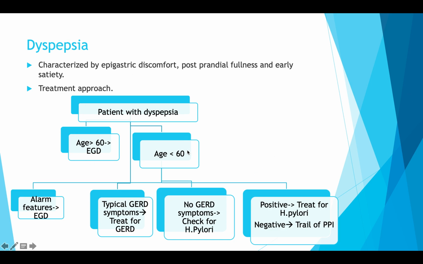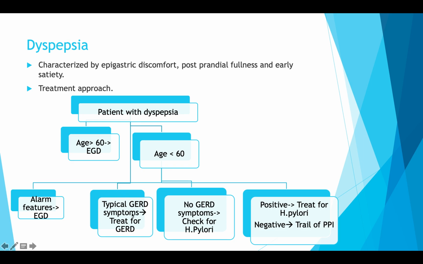If they are less than 60 years of age and they have alarm features, what are the alarm features? Weight loss, very important. Unintentional weight loss is a very important alarm feature. If they are complaining of odynophagia, painful swallowing, dysphagia, unexplained iron deficiency anemia on the labs, persistent vomiting, family history of cancer, GI cancer, GI bleeding, or they have lymphadenopathy. If any of those things are present, even if they are less than 60 years of age, they still need to get an EGD. That is the bottom line here.